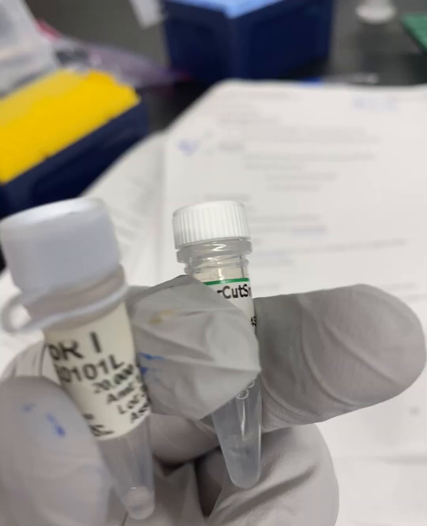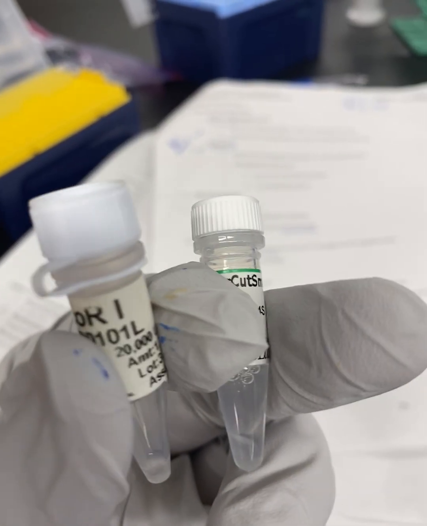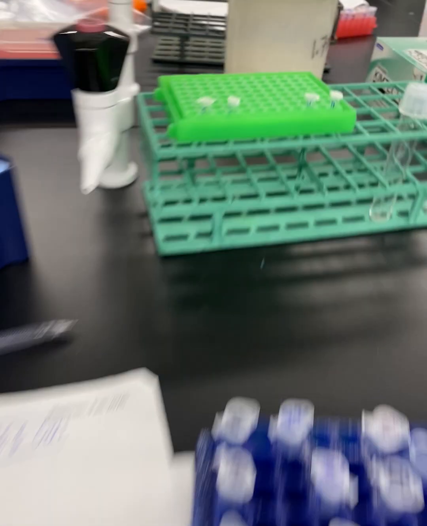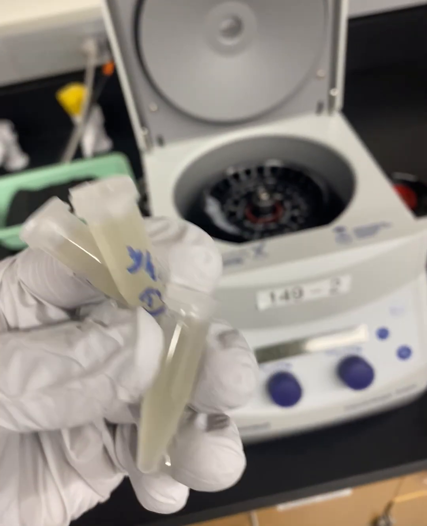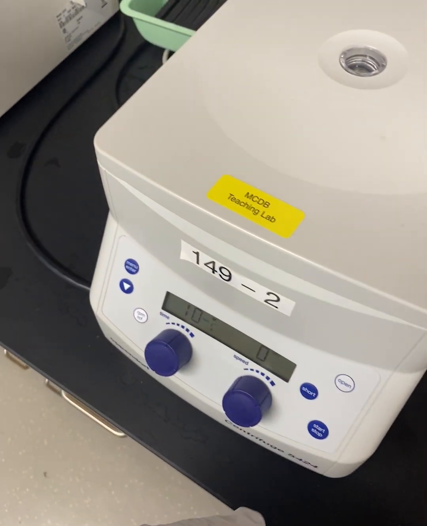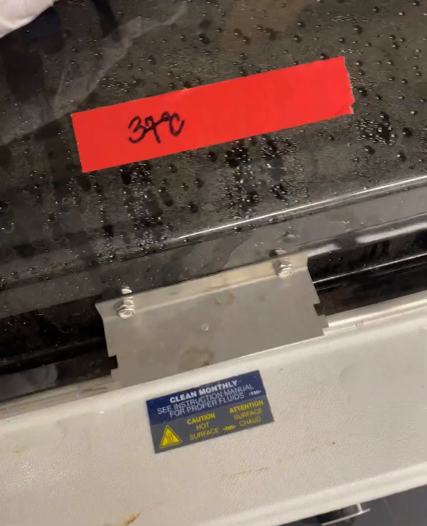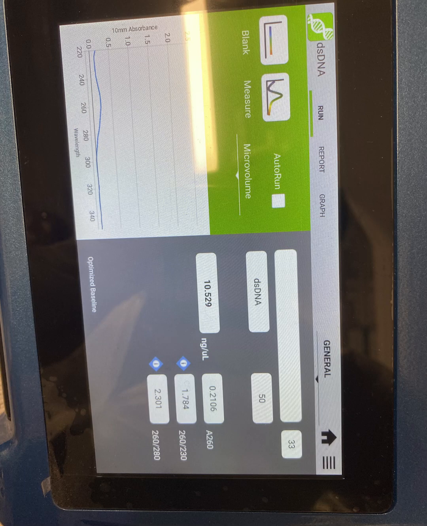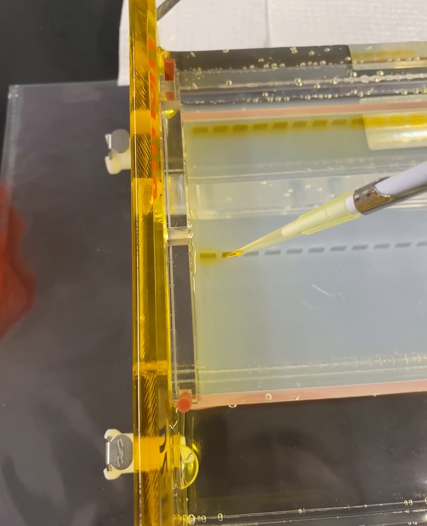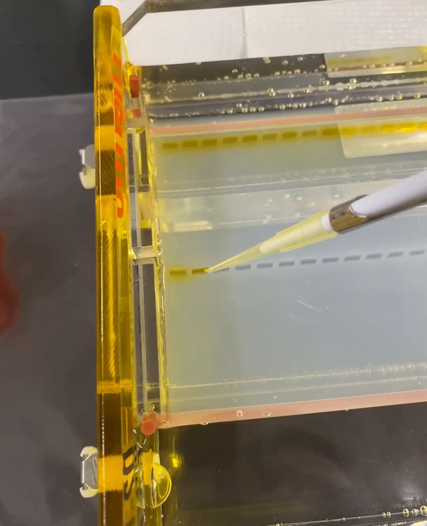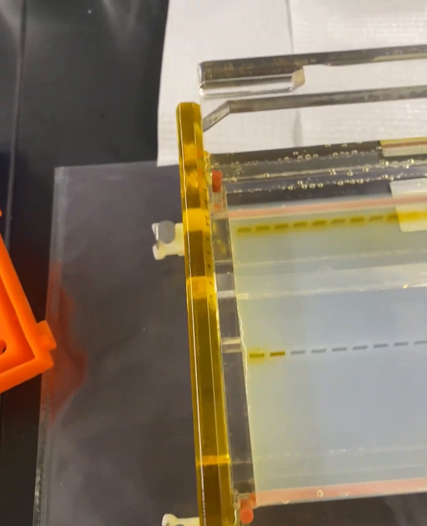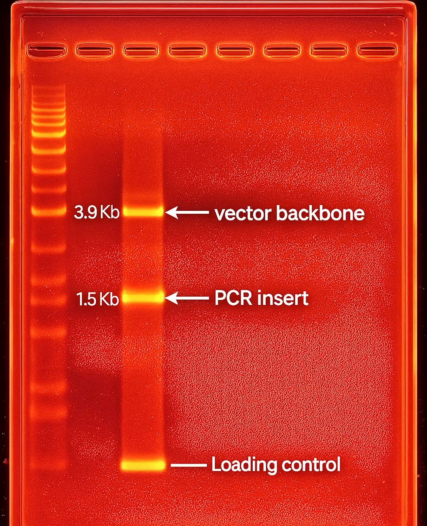To verify that cloning succeeded, we set up an EcoRI restriction digest. EcoRI cuts at the 2 engineered sites flanking the TOPO insertion region, releasing our 1.5 kilobase mutant insert from the 3.9 kilobase pCR4 vector backbone. After running the digest on an agarose gel, successful cloning is indicated by 2 clear bands, the 3.9 kilobase vector and the 1.5 kilobase insert. Seeing those bands confirms that our recombinant plasmid contains the correct mutant gene and is ready for sequencing.